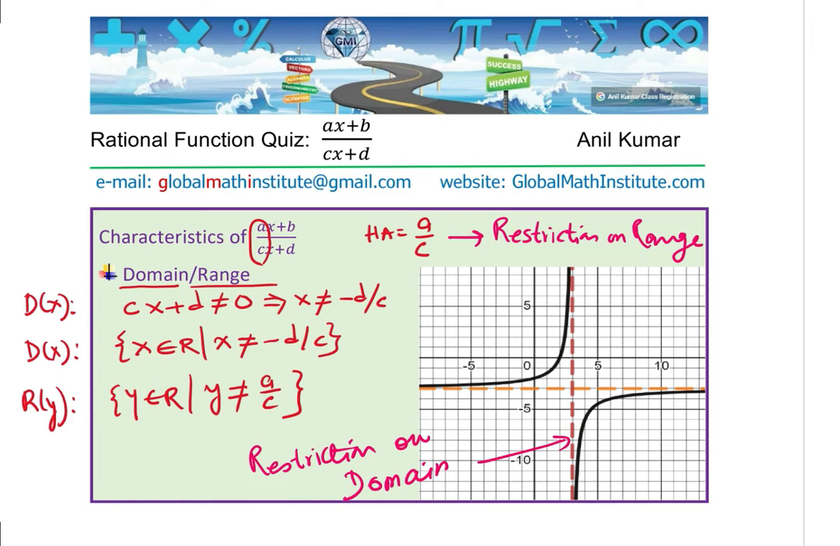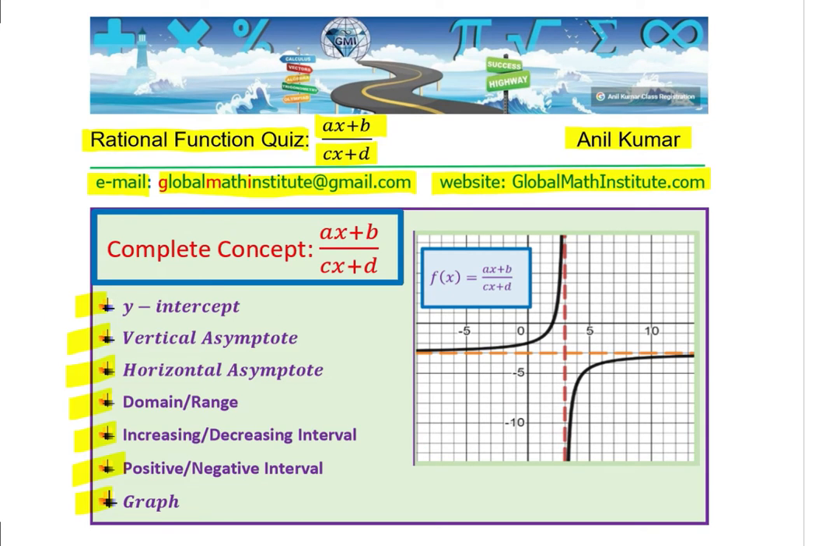Perfect. So I hope these points are absolutely clear. Are you there with me on this front? Based on the given equation which we have under consideration, ax plus b over cx plus d, we have defined all the characteristics, correct? Now you know how to calculate the y-intercept, vertical asymptote, horizontal asymptote, domain and range for the given equation. So that is a complete concept.